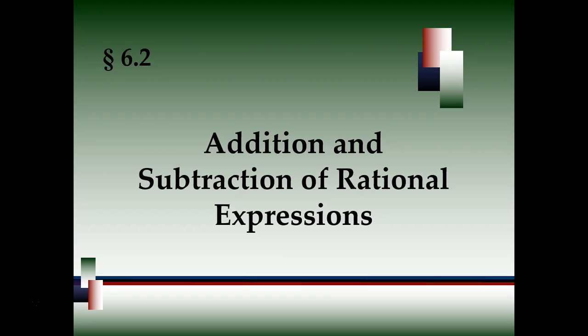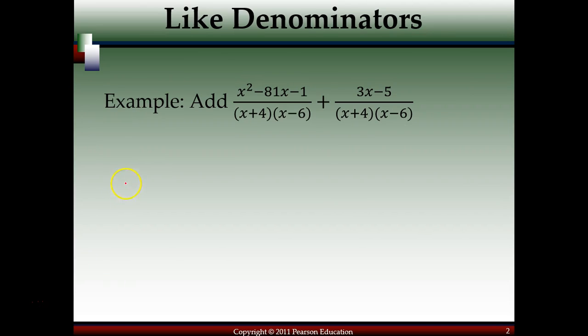Ones that we add or subtract together that have like denominators, and then some that do not have like denominators, or unlike denominators is what the term is. So let's look at these. Before looking at this example right here, I'm going to remind you of how to add fractions together.